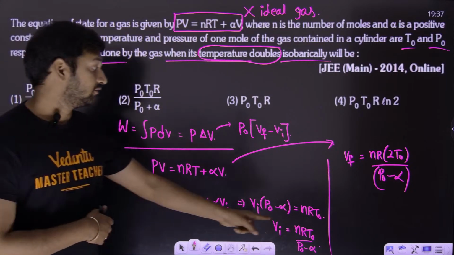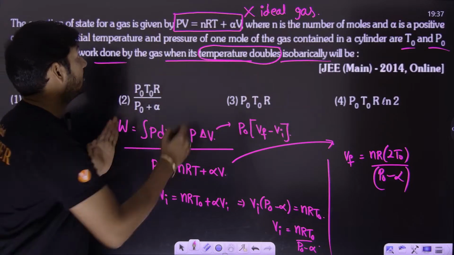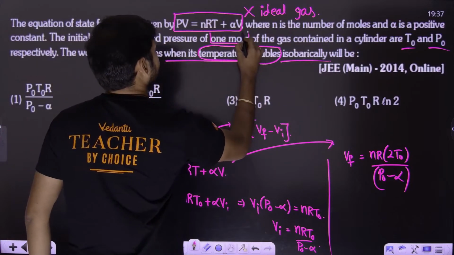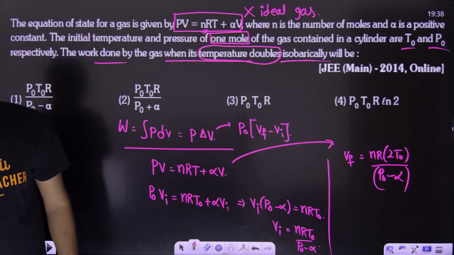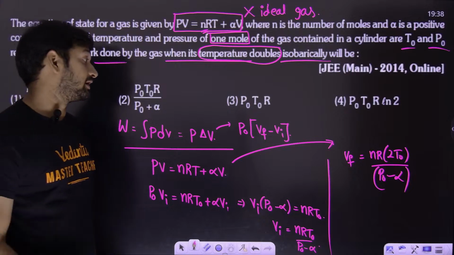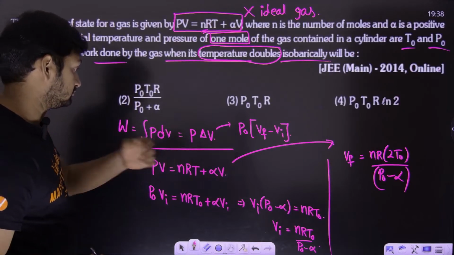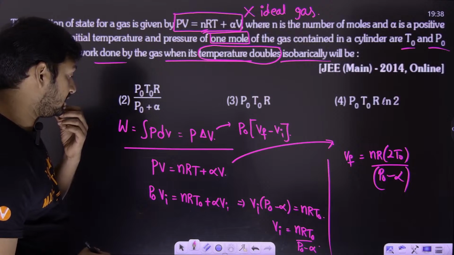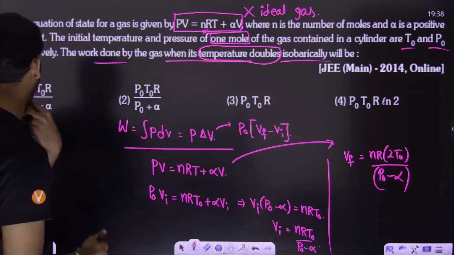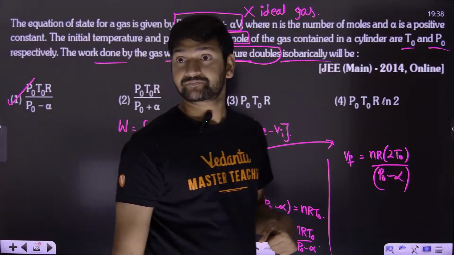And don't worry about n. Sir, there is n, and in the options we don't see n. For your kind information, they gave it to be 1 mole. Now, after this, I would love, okay, 1 second. What will be the answer then? You will get P naught R T naught by P naught minus alpha, which will be this. This is the answer. Option 1 is the answer.